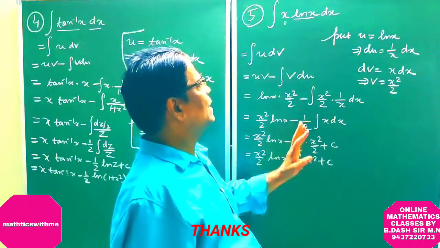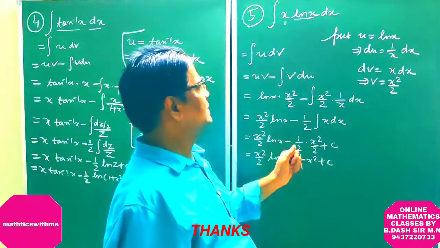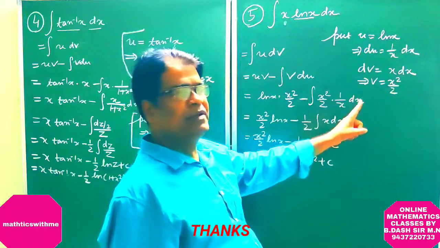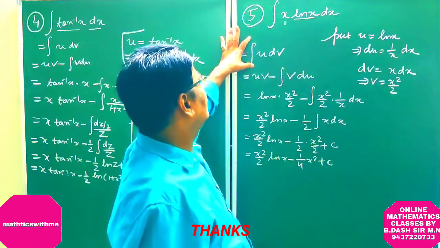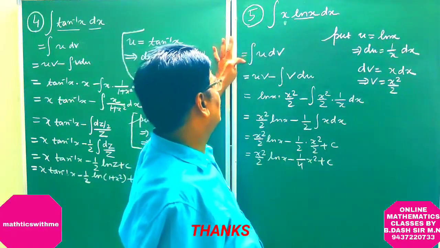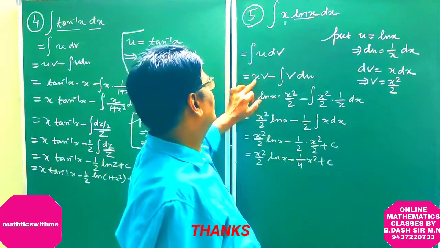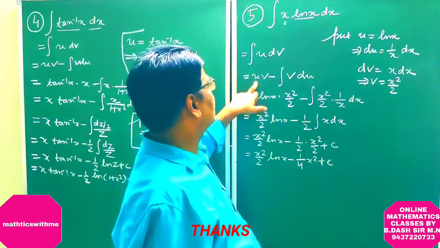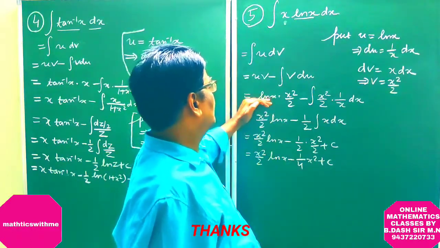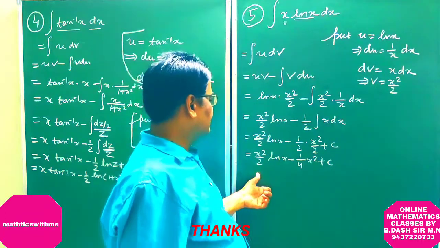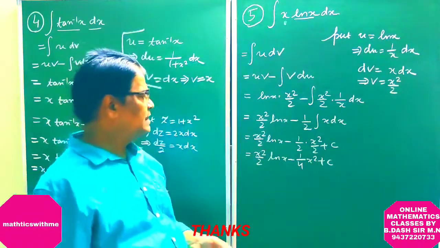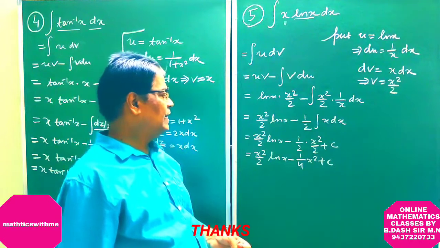So here we have to integrate x ln x. Put u equal to ln x, du equal to 1 by x dx, dv equal to x dx, so v is x square by 2. Now the integration is equal to u dv, which is equal to uv minus the integration of v du. Now putting the values, after simplification we get x square by 2 ln x minus 1 by 4 x square plus c.